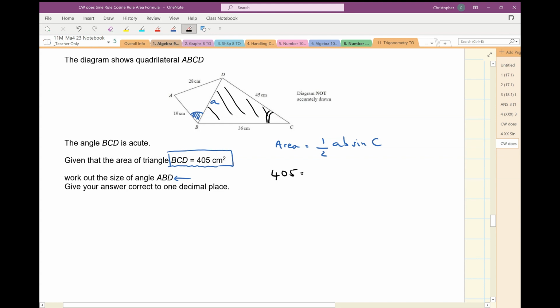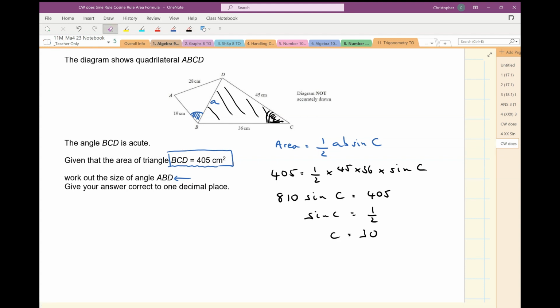Right, so let's use the area of the triangle to find that angle there. A half times 45 times 36 times sine C. So that means, when I've finished fiddling around with that, that 810 sine C equals 405. Divide both sides by 810. Sine C is a half. Inverse sine tells me that C is 30. So now I know that this angle is 30.